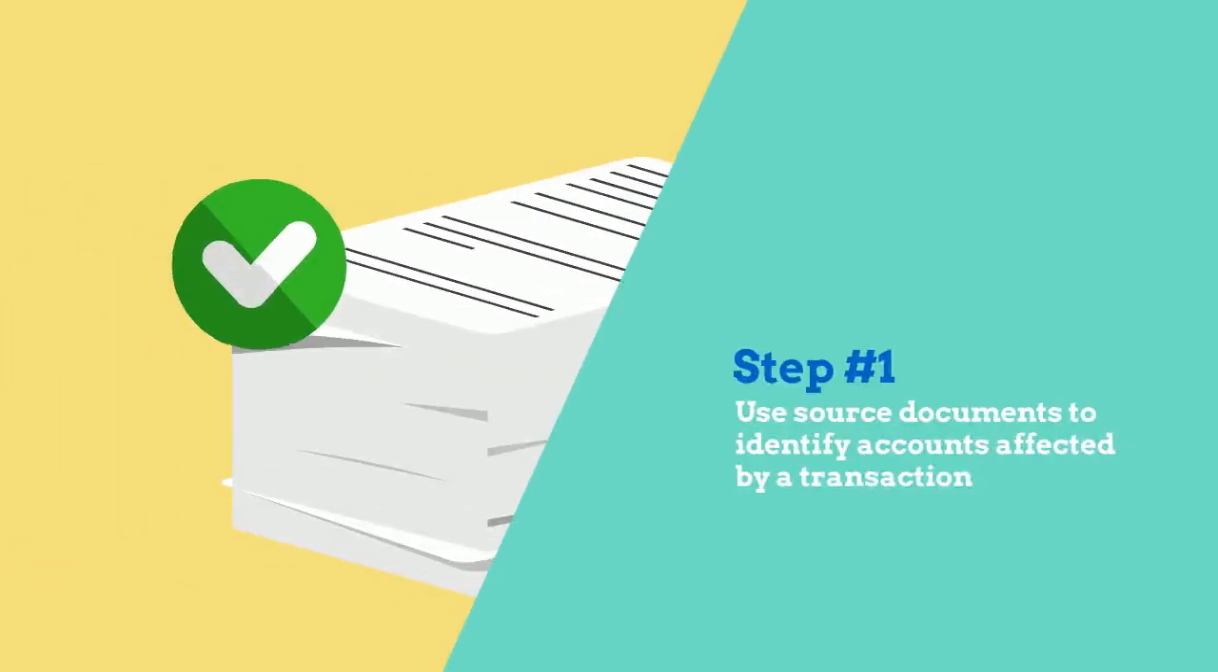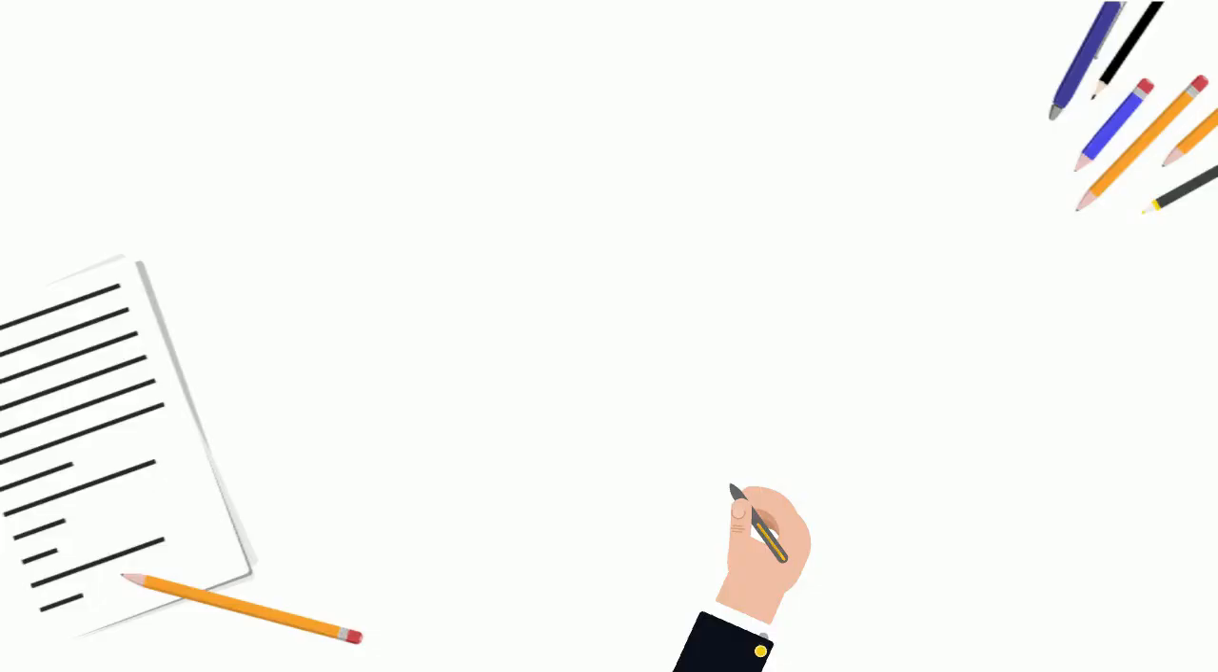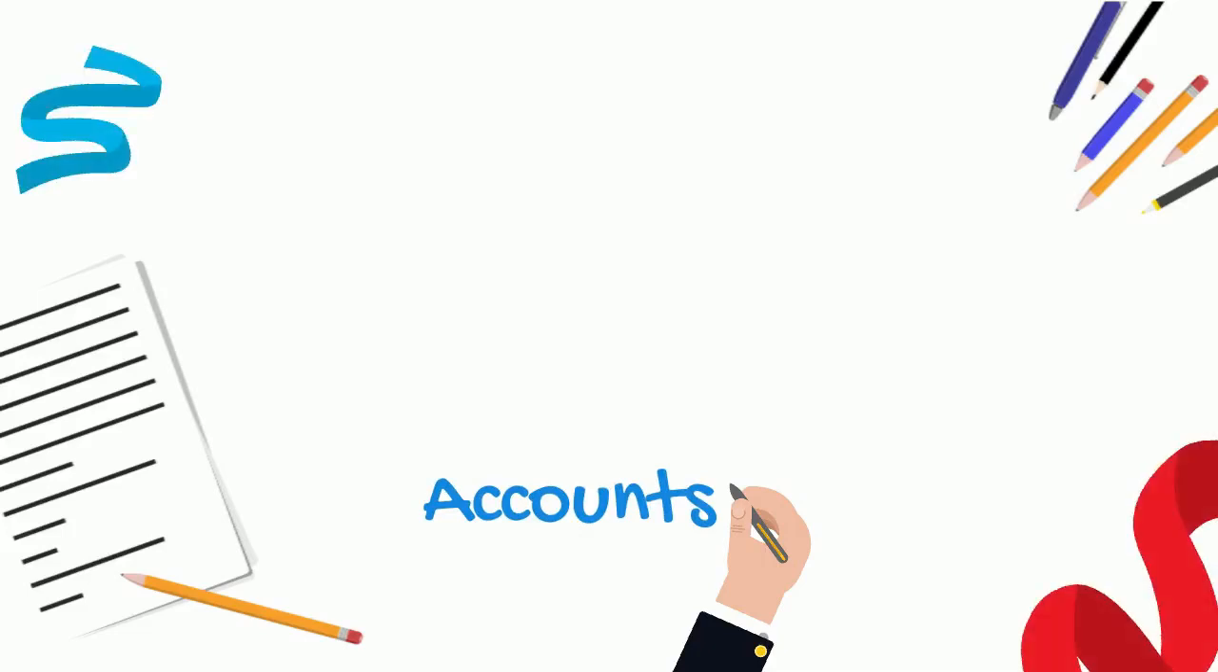Step 1. Use source documents to identify accounts affected by a transaction. You place the order for those cameras. Your source documents would be your invoice or bill from the place you purchased the cameras. Source documents give us needed information about the transaction, such as what you bought, when you bought it, and how much it was. We can also determine what accounts are involved in the transaction. Accounts are just a record of activities related to specific items.